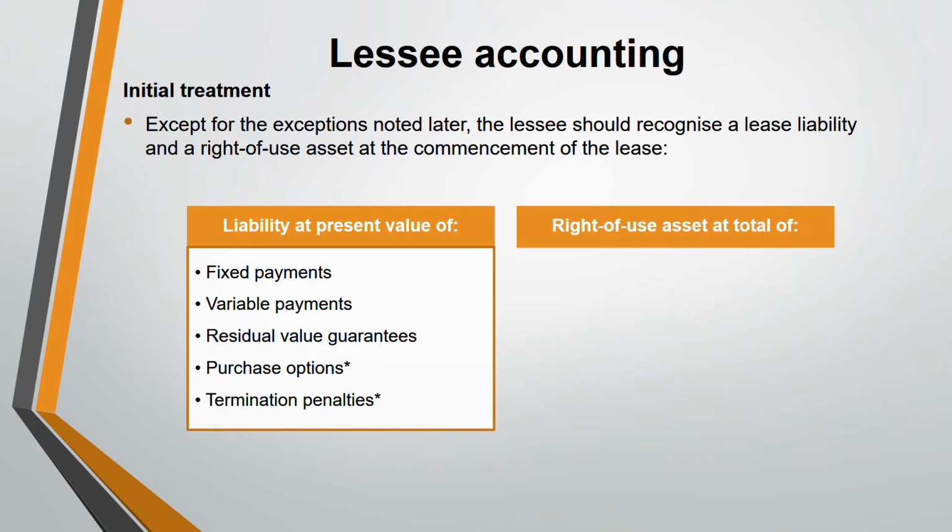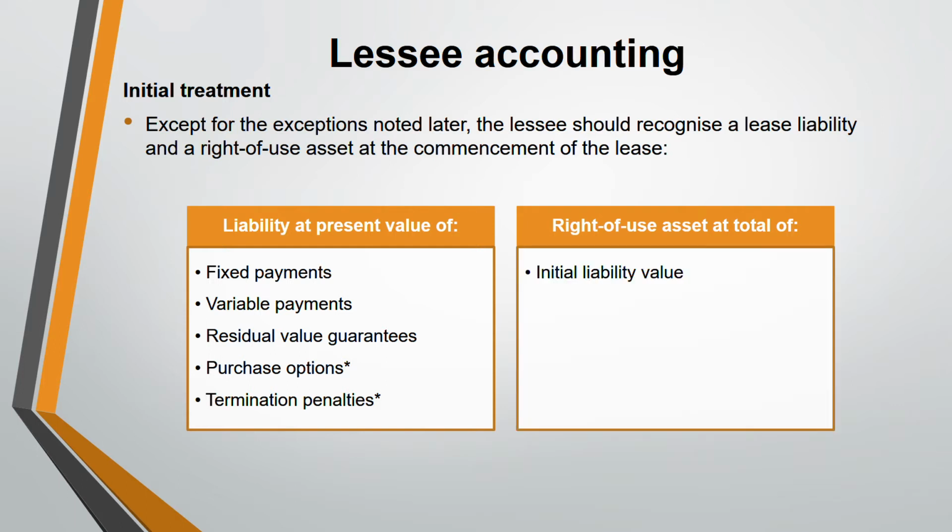Okay, so right of use asset. How do you calculate right of use asset? Initial liability value. Now do you understand why you are calculating the liability first? Lease liability has to be calculated first, because right of use asset starts with the initial liability value. If there are no other changes, then lease liability and right of use asset will be the same amount. But if these things are there, then it will change.